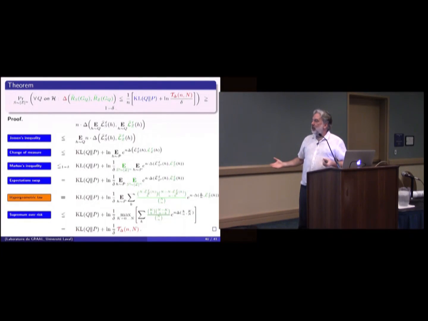And how can we prove it? Again, it's exactly the same pattern. You start with your delta, you take the Jensen inequality, you take the change of measure, you take Markov inequality, you take the fact that the prior doesn't see the data, so you can swap, and then you have this idea that, well, now the empirical risk in this setting is not following a binomial law, it's following a hypergeometric law. So then I have to use the hypergeometric development, and this is why it's uglier than in the IID case.